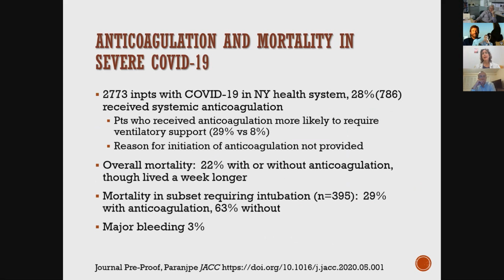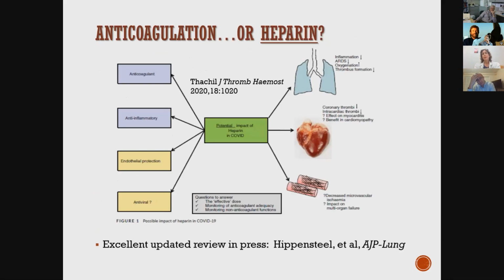But at the end of the day, the mortality was 22% whether or not you got anticoagulation, although you lived a week longer if you received anticoagulation, except for the subset. So in a subset of individuals who required intubation and received systemic anticoagulation, their mortality was lower at the price of doubling the risk of major bleeding, which was reported to be 3%. So I think in aggregate, we have a sense that there may be subsets that may benefit from anticoagulation. Or do I mean heparin?